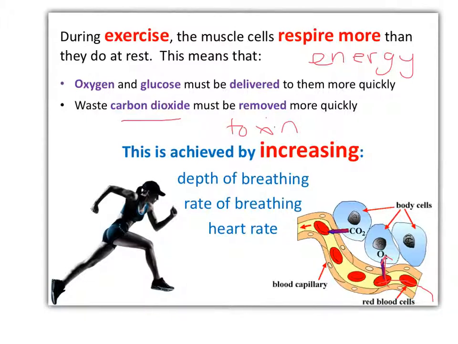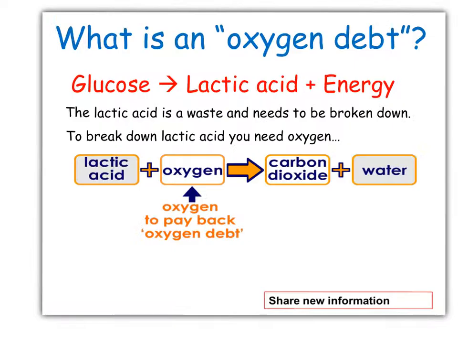Now, to achieve the higher respiration rate, we need to increase our depth of breathing so we can get more oxygen into our lungs. We need to increase the rate of breathing, again, so that we can get more oxygen in and we can expel some of that carbon dioxide. And we need to increase our heart rate so we can deliver some of that oxygen to our cells, but also so that we can take any waste carbon dioxide back to the lungs so we can breathe it out.